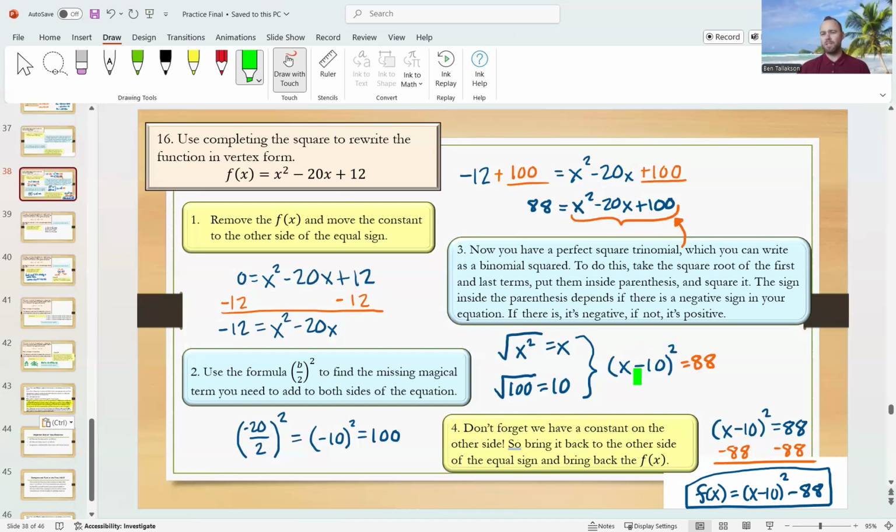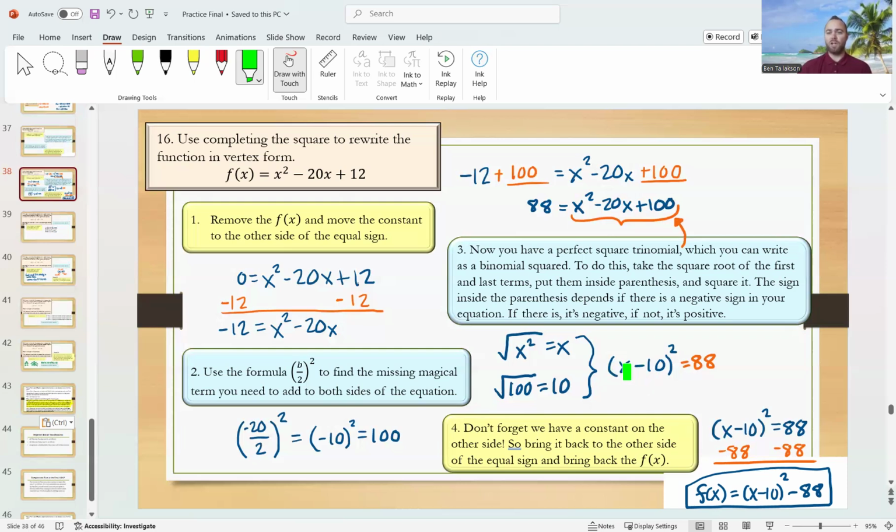But how do we know it's negative? Well, look back to your perfect square trinomial. If both of these signs were positive, this would be positive. But since one is negative, this is negative. Okay? So the bottom line, if there are any negative signs here, this is minus.